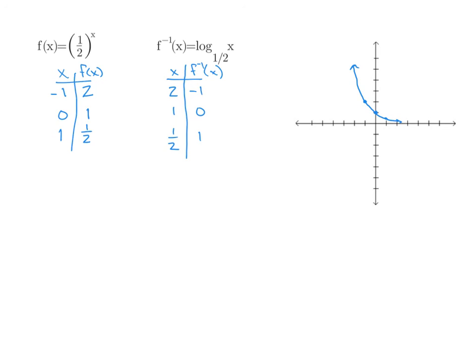We draw our curve. Second one, I'm going to go ahead and use green. So we get 2, -1, 1, 0, and 1/2, 1. We want to draw our line y equals x through the middle, and we have our two graphs here.